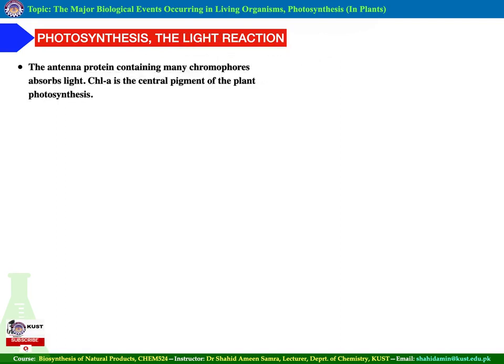First we look at the light reaction. The antenna proteins that are actually responsible for capturing sunlight contain many chromophores like chlorophyll, and some other chromophores also. So out of these chromophores, chlorophyll A is the central pigment that is responsible for the photosynthesis process in green plants.